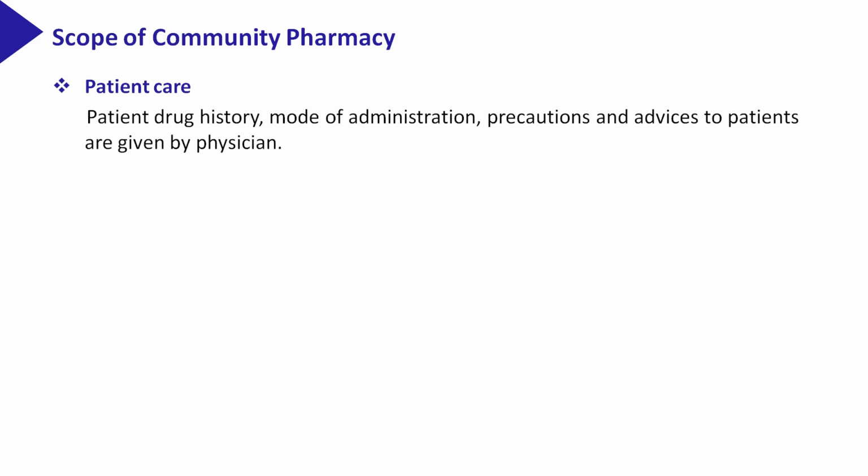Now let us move on to the second scope of community pharmacy, that is patient care. Patient care is the main objective of any healthcare profession. And patient care can be given by the community pharmacy, which includes patient drug history, mode of administration, precautions, and advice to the patients given by the physicians.